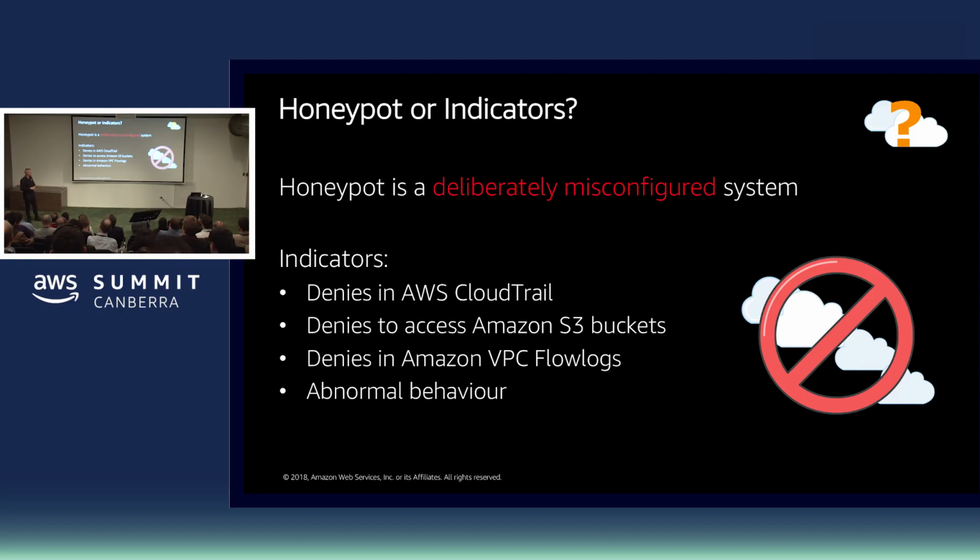Also, denies in VPC flow logs. From the outside in, you're going to get a lot. There's a lot of noise out there on the internet. From the inside out, though, why is this instance trying to connect to SSH in Korea? That's a definite indicator of compromise. Also, abnormal behavior. The last one's very difficult to pick up in logs and just see a deny in a log. This is where running a security incident event management system, or a SIEM, and turning on services like GuardDuty can really help you with that abnormal behavior detection.